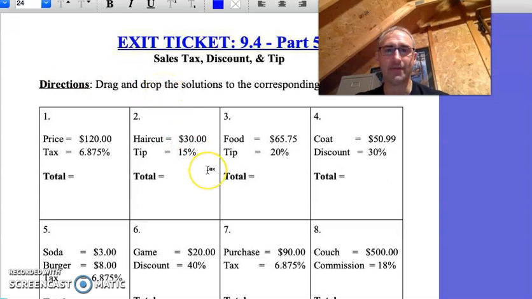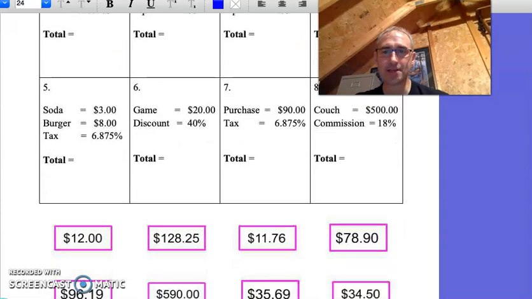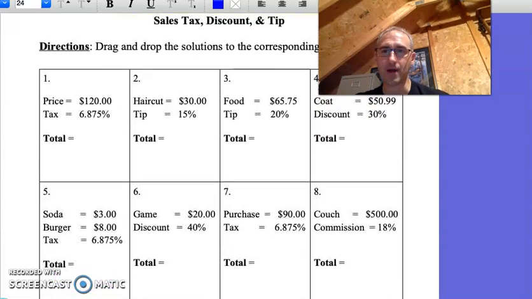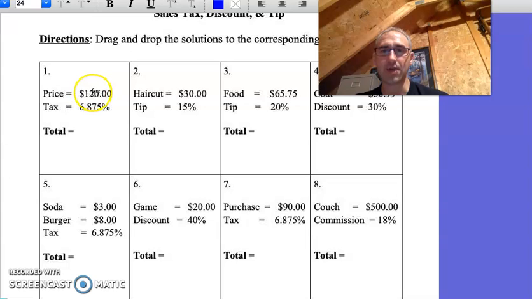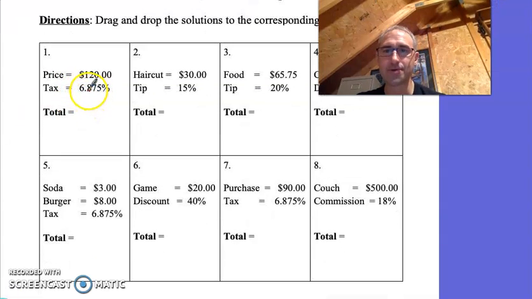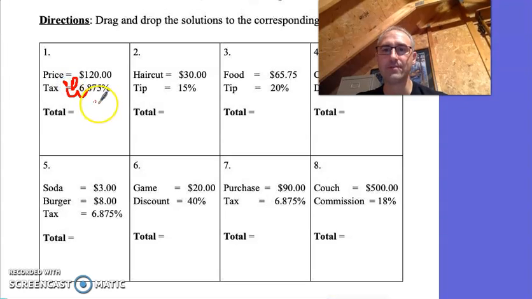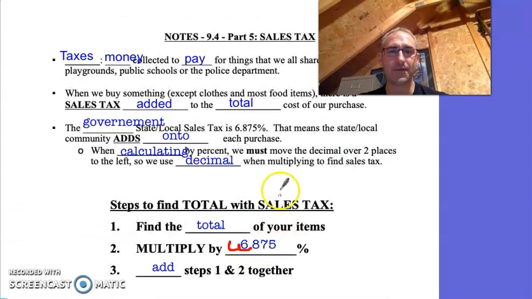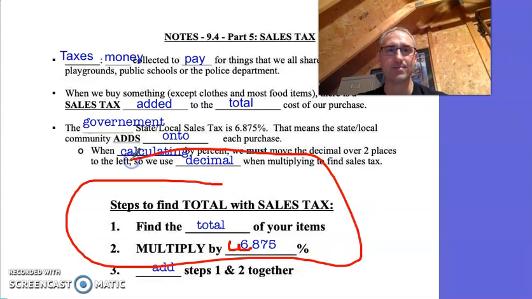Then you have a ticket out of class. Your ticket today is a drag and drop. So you are going to calculate the price, and your tax is written as a percentage. So remember, you're going to need to move that percentage over 1 spot, 2 spots. We're going to fill in that blank spot with a 0 with the decimal in front of it, and then multiply and add. You're going to probably want to refer back to the first page on your steps to complete this exit ticket.